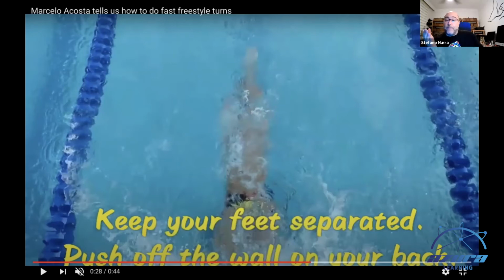If I'm doing the turn and arriving and pushing from the backstroke position, it's very risky. This is one of the main problems. Look, he came in the backstroke position and is pushing and twisting at the same time. You can see from this frame.